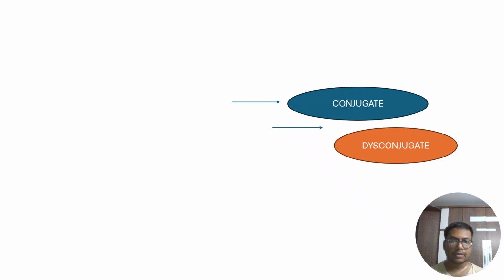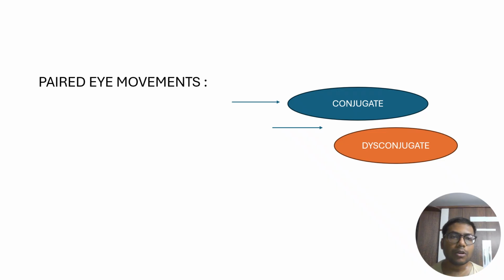Next, I am discussing the conjugate and disconjugate functions, that is, the paired action of the eyes. Basically there are two types of functions. One is paired, that is binocular action, and another is uniocular action. Uniocular action is duction, that is supraduction, infraduction, adduction, abduction. These duction movements are uniocular movements, but the paired movements are conjugate and disconjugate movements.